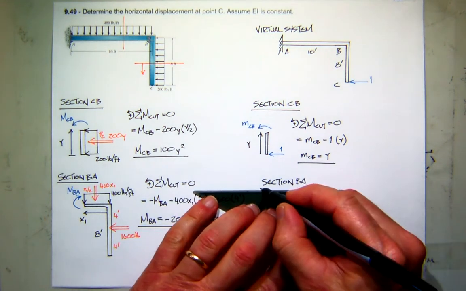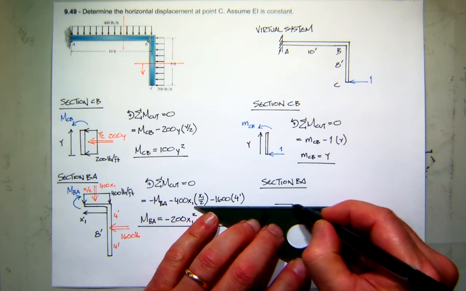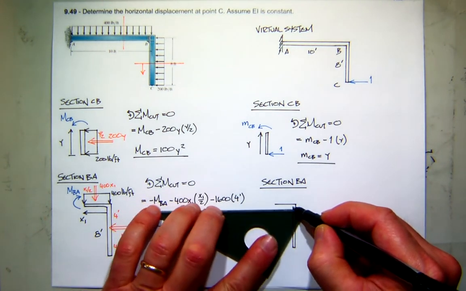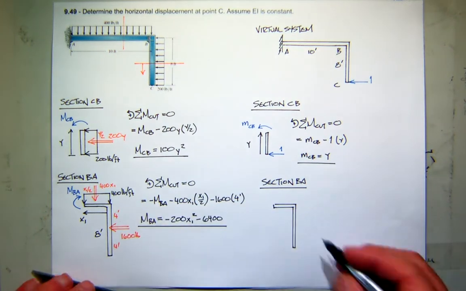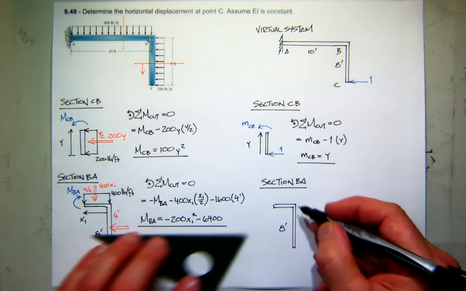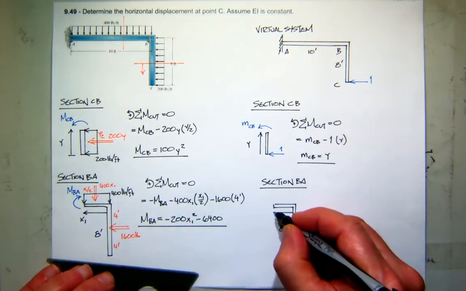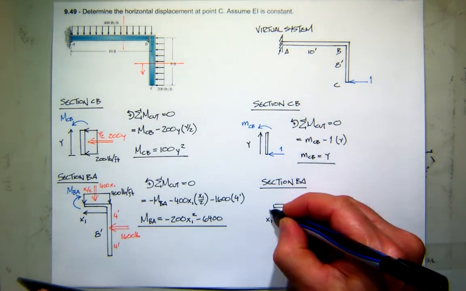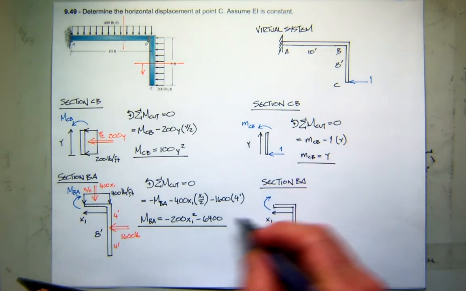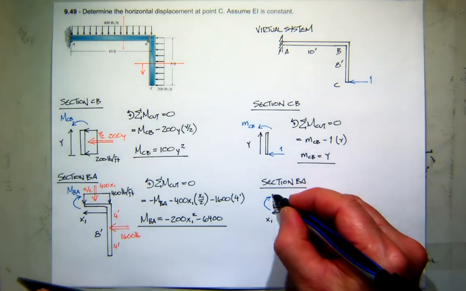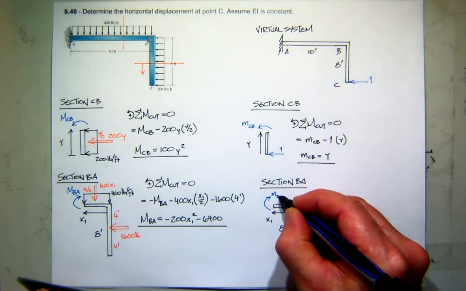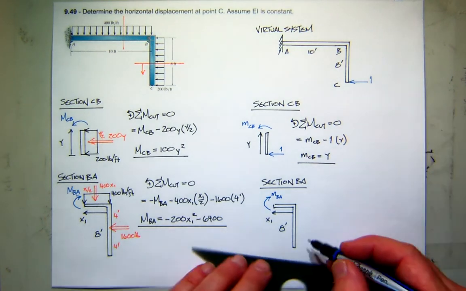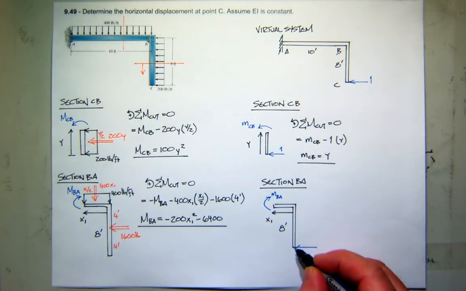Then I'll come down and do the next section, which I defined already as section BA. And again, I'll use the same situation, so I will sketch my free body diagram of BA. It was 8 feet. I assumed my coordinate acting from right to left was called x1. I assumed the moment in the same direction that I assumed here, except this one is the moment in BA, the virtual moment in BA.